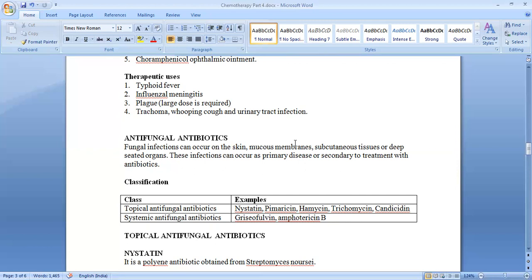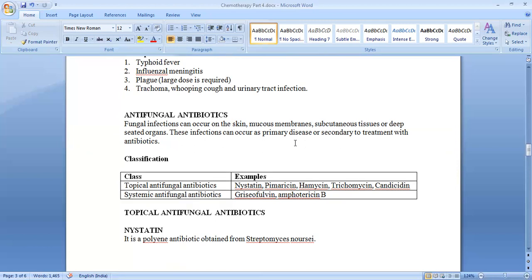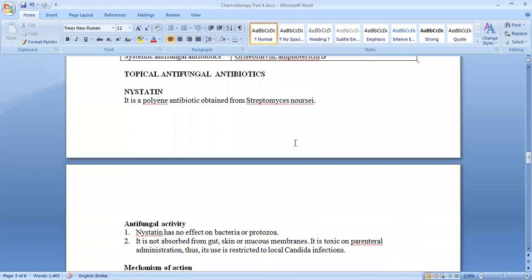And then there are some which are given internally. They can be ingested into the body to have a systemic antifungal action, so those are called systemic antifungal antibiotics. Compounds like griseofulvin and amphotericin B are used for systemic purposes. Among the topical antifungal antibiotics, nystatin is commonly used. It has only antifungal activity, with no effect on bacteria or protozoa.